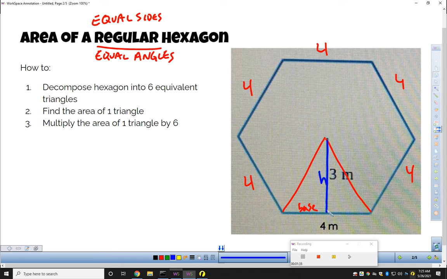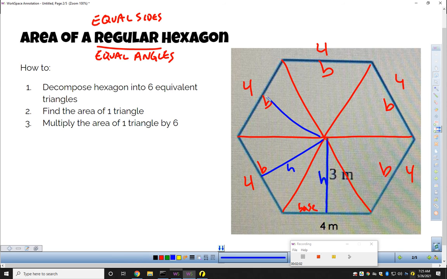So if I decompose this, if I break this figure into 6 triangles, every single one of these triangles is going to have a base of 4 and a height of 3. And so you find the area of one triangle and then multiply it by 6. So if you want to pause the screen now and try that on your own and then check your answer against mine, let's go ahead and do that.